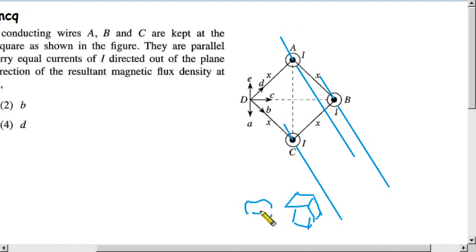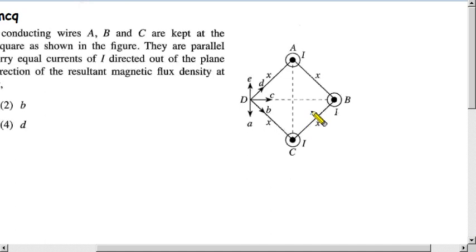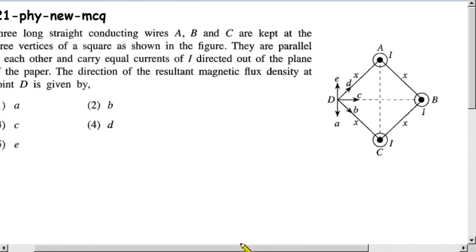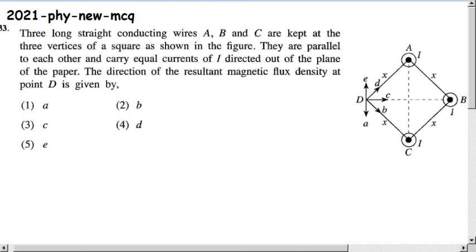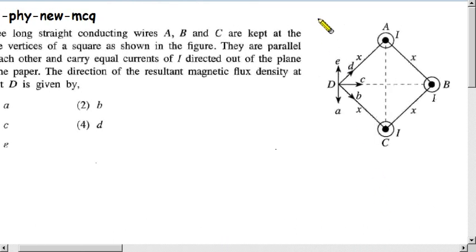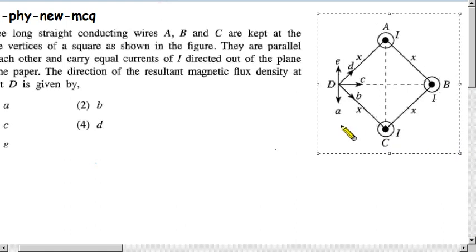So like this, the three wires are like this, parallel to each other. The current is coming out of the paper. So here is a dot, therefore not a cross. Currents are coming out of the paper. So let us try to solve this problem. Only the direction they want. So let us take a copy first of all.